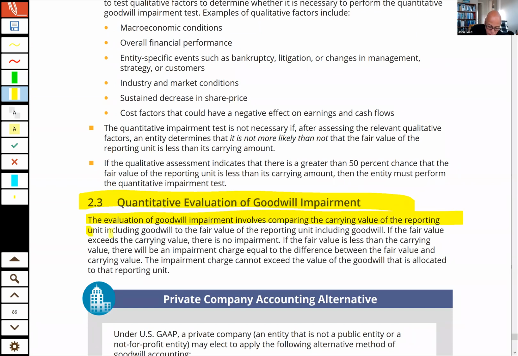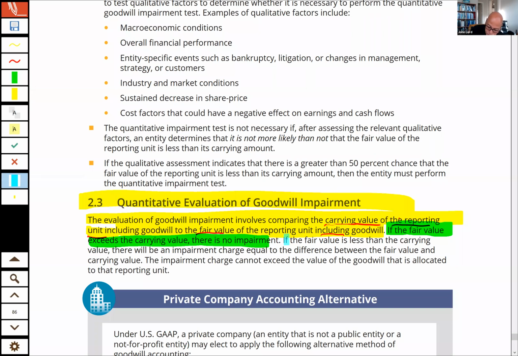Okay. Now, when you look at it quantitatively, the evaluation of goodwill impairment involves comparing the carrying value of the reporting unit, including goodwill, to the fair value of the reporting unit, including goodwill. The carrying value, boy, we're starting to struggle here. Carrying value versus the fair value, including the goodwill. If the fair value exceeds the carrying value, there is no impairment, you stop.